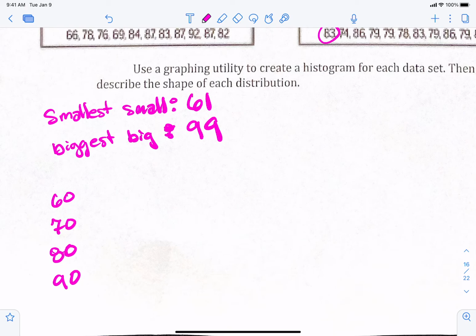That's why you don't use a histogram. Big brain. Use something better than a histogram.